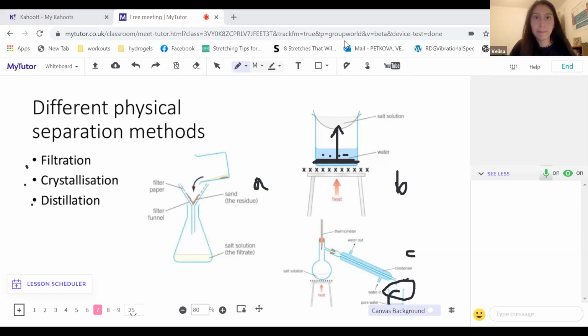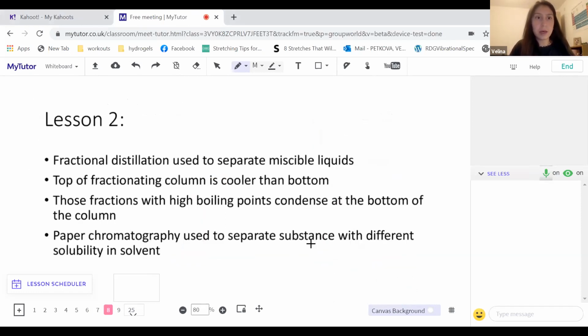Yeah, brilliant. So next one. What do we do in lesson 2? We had some more separating methods, didn't we? We looked at fractional distillation, which we use to separate miscible liquids. What was a miscible liquid? It's a liquid that fully dissolves in another liquid. So are water and oil miscible? No, because we always see this line, don't we? We always see our two layers. So yes, we need two miscible liquids.